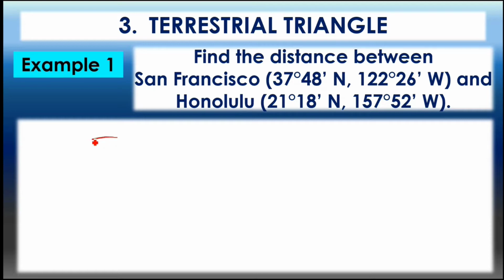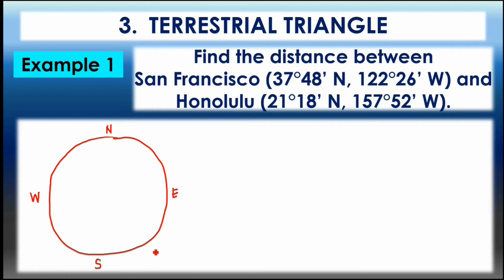So first, let us have the sphere. When you draw the sphere, we have here the north, the south, the west, and then the east. Since you can notice that the two longitudes are on the west, we're going to have the primary region in this portion. Next, we're going to have the equator. So this is the equator, and this one is the primary region.